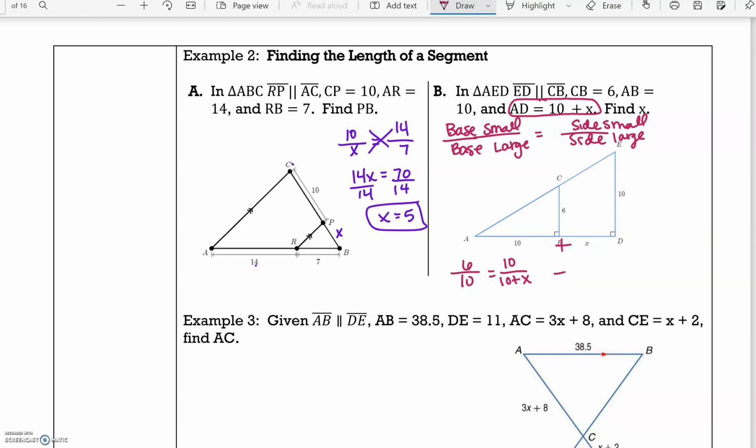So now we're going to cross multiply, and 10 times 10 is 100. 6 times 10 plus X, we're going to have to distribute. And then subtract. So 40 equals 6X, and then divide. And when we divide 40 by 6, x is equal to 6.6 repeating for our answer.